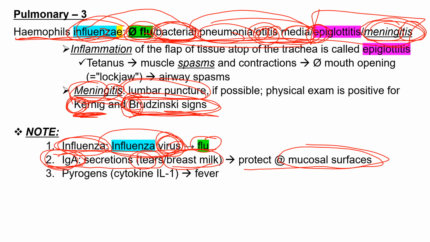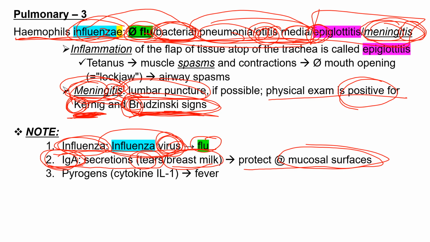So Brudzinski, you can't flex the neck, you can't bend with a B the neck. Kernig, you can't extend in the knee. Knee starts with a K. So these are two physical exam findings, which we say are positive if there is a resistance on the part of the patient. Why does the patient do that? Because meninges are inflamed. Patient doesn't want you to stretch them even more by either flexing the neck or extending the knees.